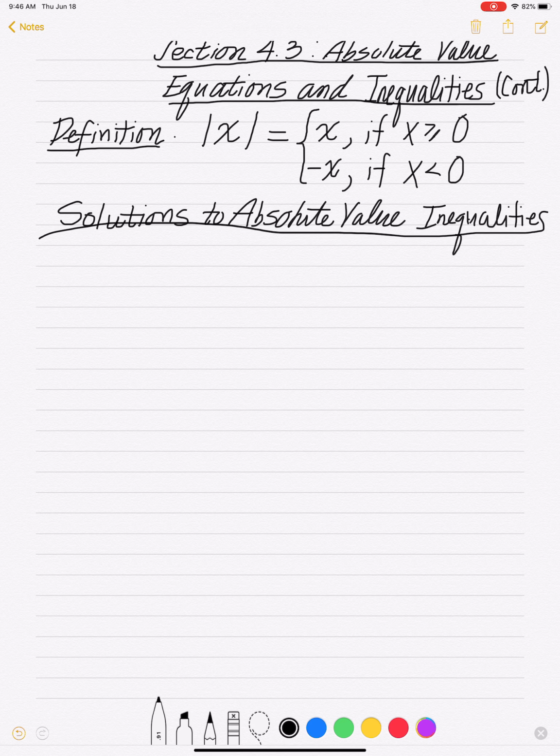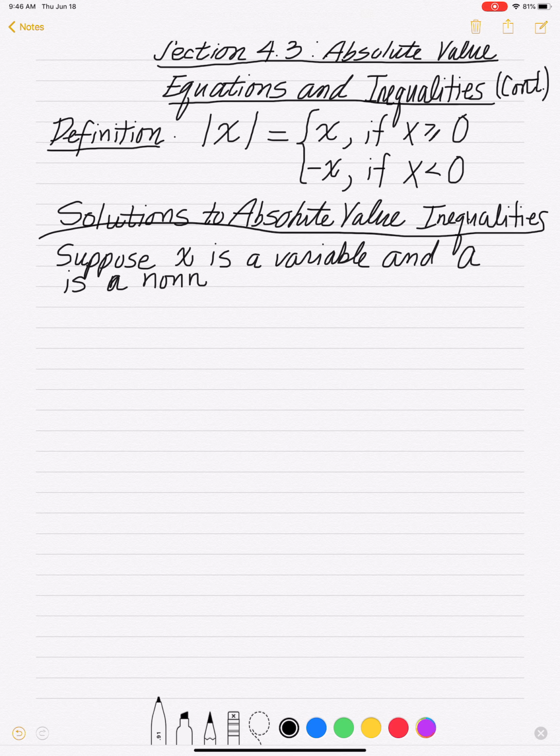Suppose x is a variable, and a is a non-negative real number. So these are the kind we're going to be solving. You've got to have a variable expression and then a non-negative real number.